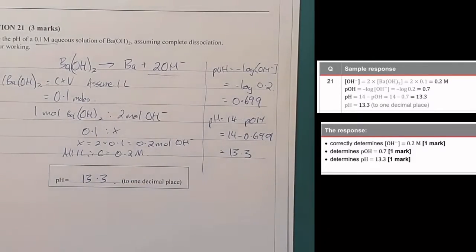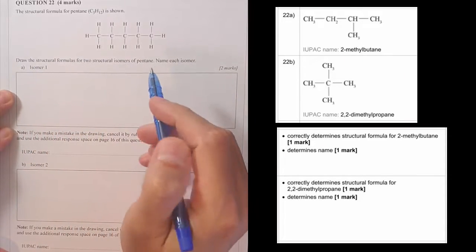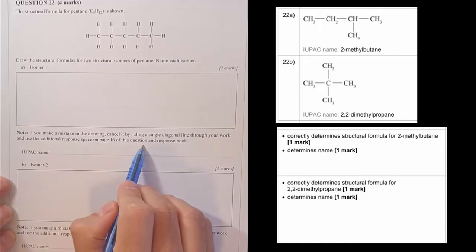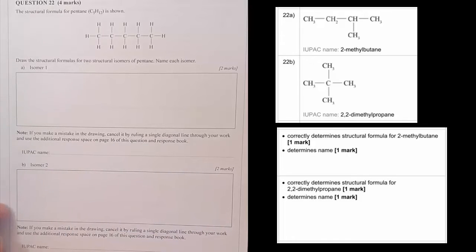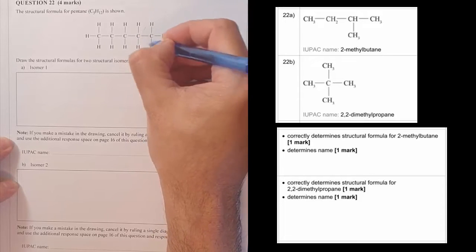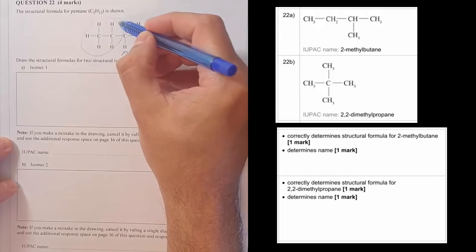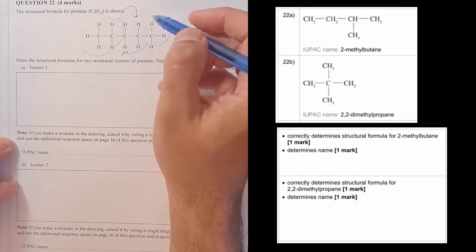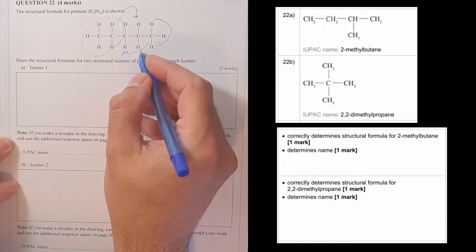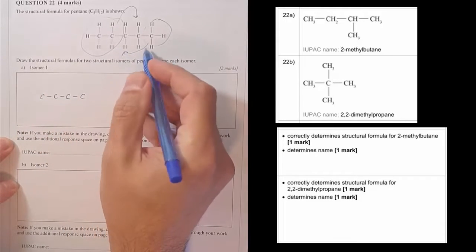Okay, question 22. Draw the structural formulas for 2 structural isomers of pentane and name each isomer. So there's 1 and there's 2. Just any random 2. Could just put a methyl group over here. And then I could just put another 2 and put that in the middle. Is that going to be different? I don't know. Let's just draw the structurals just in case, and leave some room in case they are exactly the same thing.